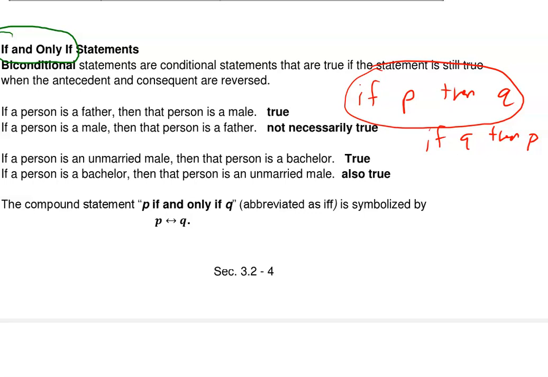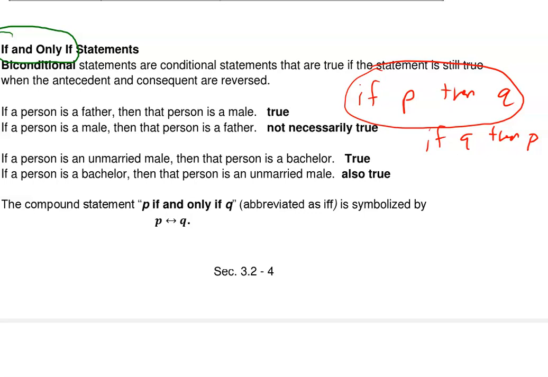If you flip that around and you say, if a person is a male, then that person is a father, that is not necessarily true, right? You can be a male and not be a father. To be a father, you have to have a child, right? So if a person is a male, that doesn't automatically guarantee that they will also be a father. So that second statement is false, right? It doesn't have to be true for every male. So we have to consider that to be a false statement.